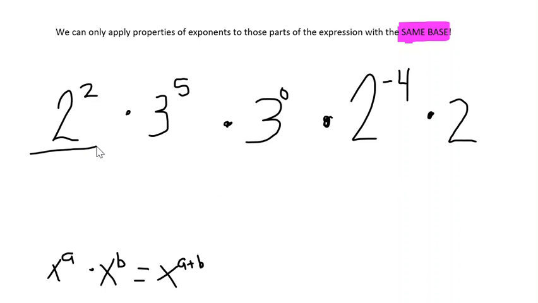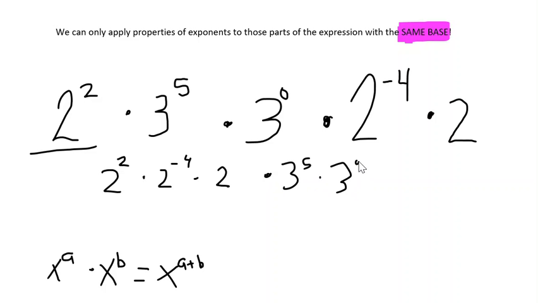So I can take 2 squared and use the commutative property to regroup it, because the commutative property says that if you're multiplying these 5 things that we see here, well, multiplication works in any order, right? So the commutative property of multiplication says, okay, well, that's the same thing as changing the order and doing 2 squared times 2 to the negative 4th times 2 times 3 to the 5th times 3 to the 0.